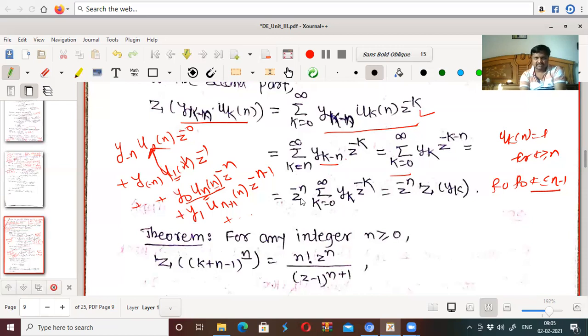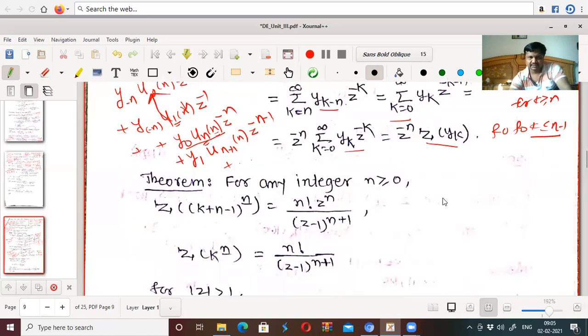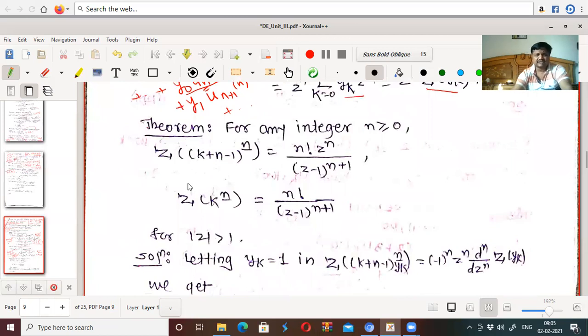So z^(-n) goes outside, and the summation from k equal to 0 to infinity of y_k z^(-k) is the Z transform of y_k. So what do we obtain? The Z transform of y_(k-n) u_k(n) is equal to z^(-n) times the Z transform of y_k.